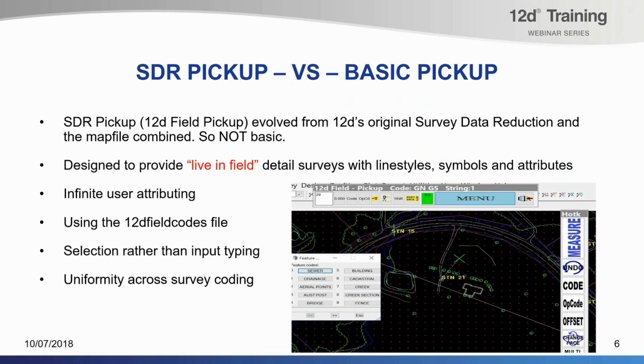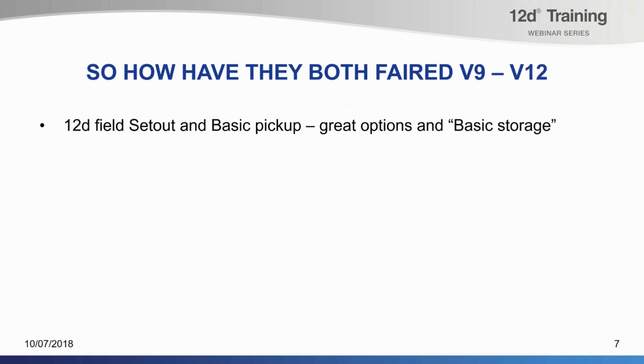One of the main benefits is selection rather than typing input, because in the field with a tablet, the last thing you want to do is actually start typing in stuff. You want to be able to select it and so forth. And it gives the users, particularly across a company regime or an industry, a uniformity across the survey coding so that the attributes are similar across each realm.